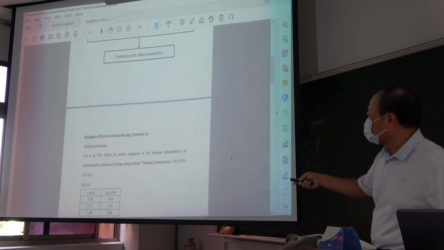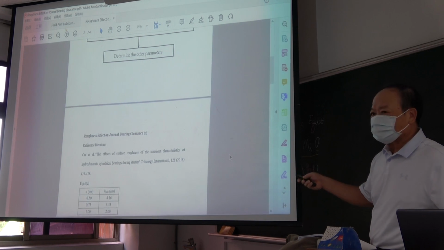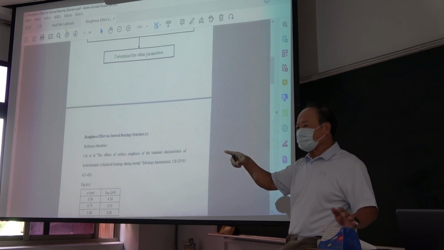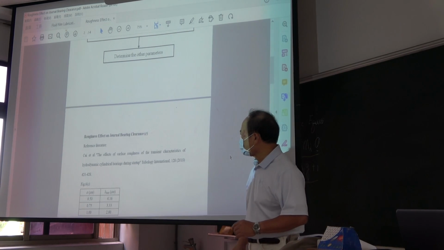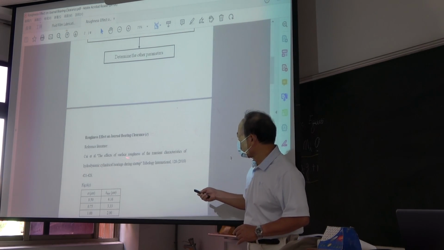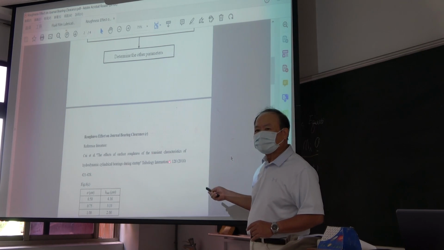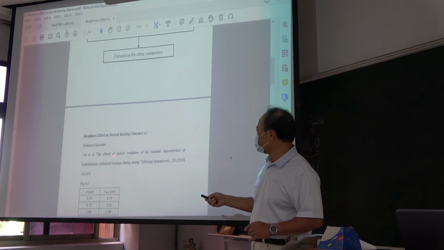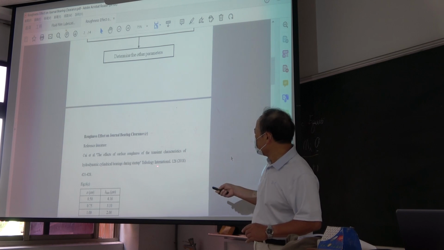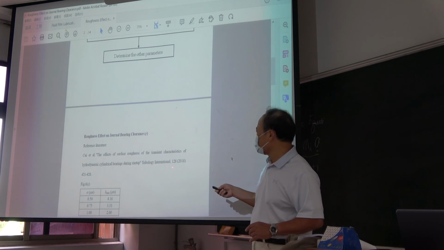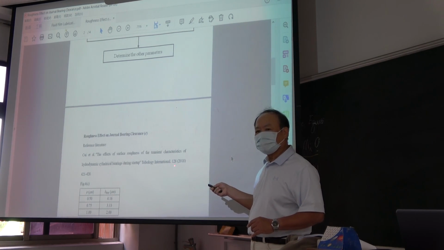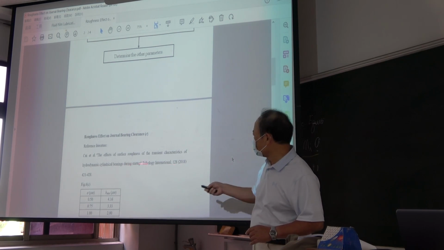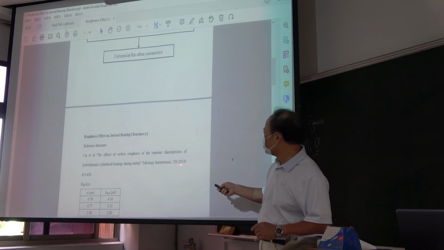For the reference factor on journal value, we want to determine the function of sigma r over sigma s. Here is this paper. You can use Google to obtain it. It's published in Tribology International, a very famous, high-ranking journal for tribology. It was published in 2018.